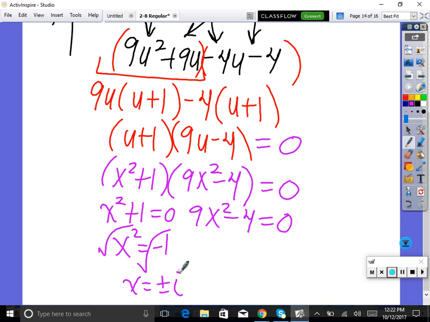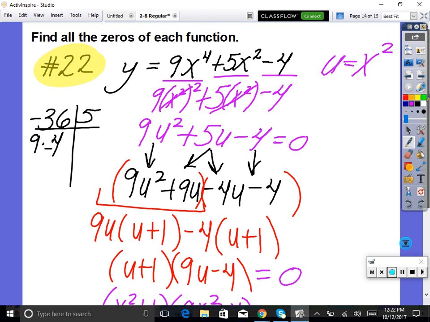Great question. It's just getting used to recognizing if it has the form x to the 4th, x squared, constant, it's quadratic in form. That's the only time we use substitution. Degree 4, degree 2, constant. Just that format.